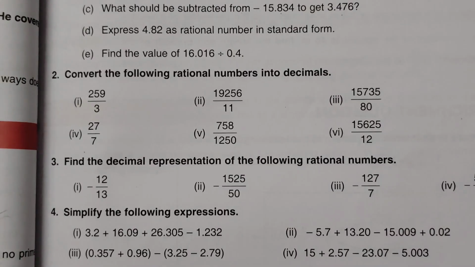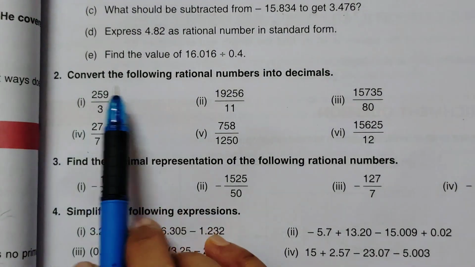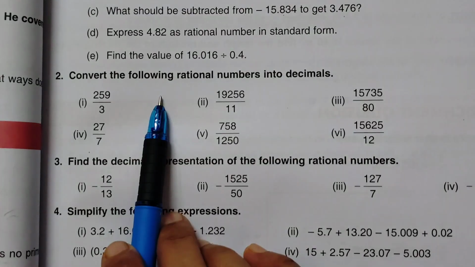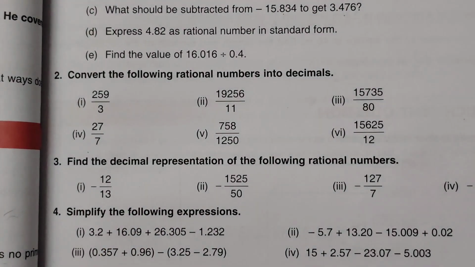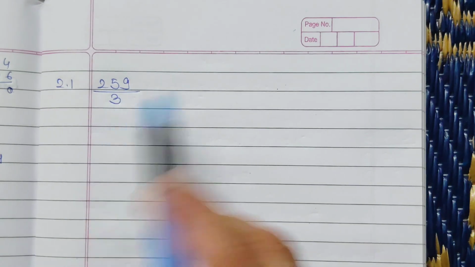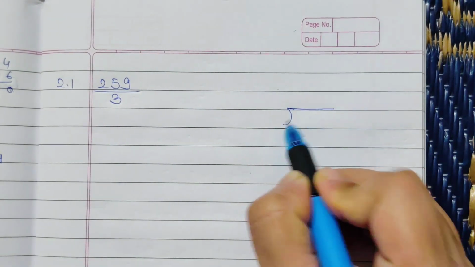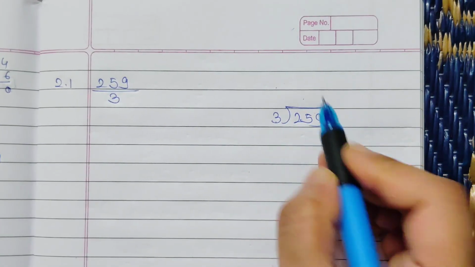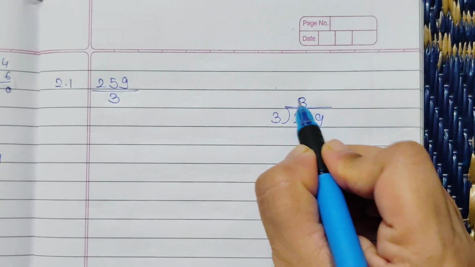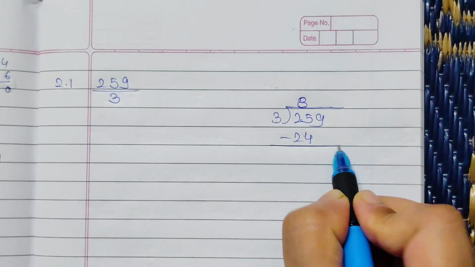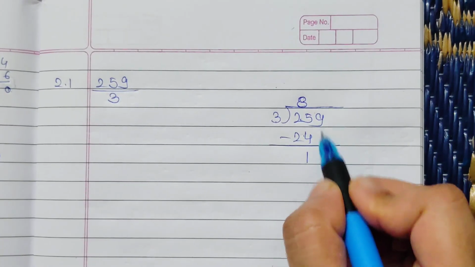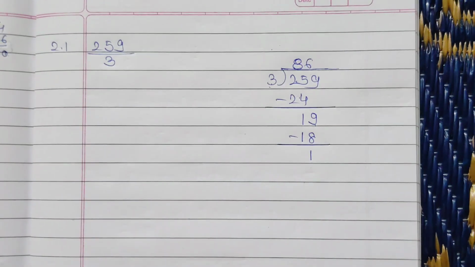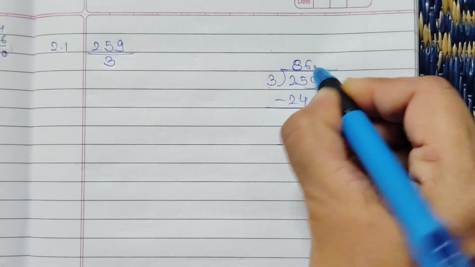Okay. Now we are going to start question number 2 of Brain Teasers. Convert the following rational numbers into decimals. These are in rational form. We have to convert this into decimal. Okay. So let's start. So I wrote the question, 259 upon 3. So we are going to divide this, 259 by 3. Okay. Let's start. 3 8s are 24. 3 9s are 27. So 8. 3 8s are 24. 1 will come, 25 minus 24. This 9 comes down. So 3 6s are 18. 1. Okay. Now further we don't have any numbers, so we'll give a point and 1 zero here.